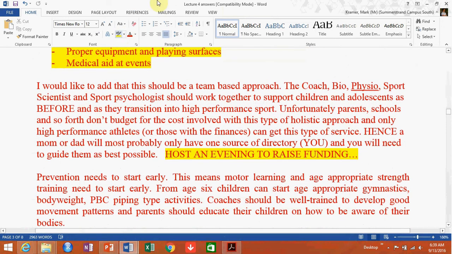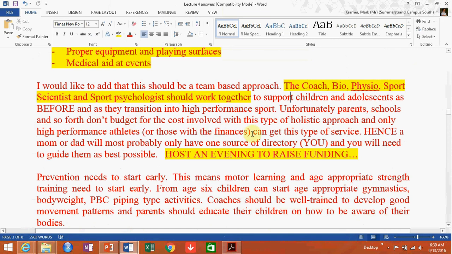Okay, and I would add to all of these, as you've read, that the coach, the bio, the physio, the sports scientist and sports psychologist should work together. Set up your network, and you can do it slowly. You don't have to start with everyone immediately; work your way up, and you will improve your professionalism altogether. Unfortunately, parents, schools and so forth don't budget for this.